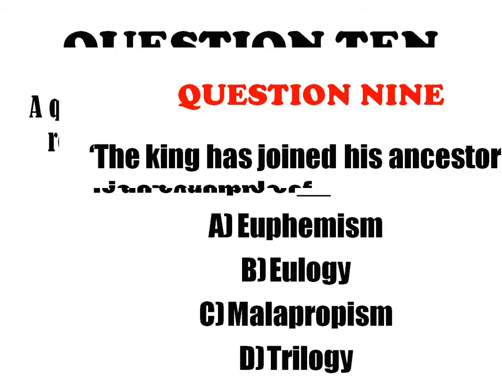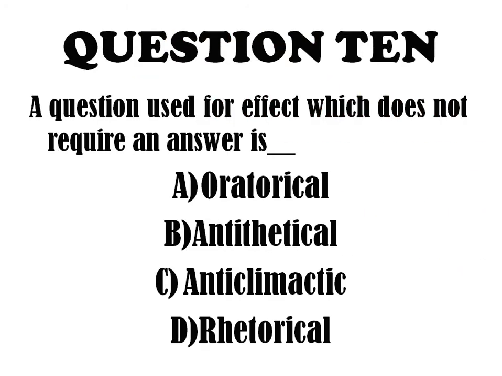Okay, so look at question 10. A question used for effect which does not require an answer is dash. A, oratorical. B, antithetical. C, anticlimactic. D, rhetorical. The answer is rhetorical. Oratorical is the use of words, talking. Antithetical is opposite, contradicting what you say. Anticlimax is coming towards resolution.